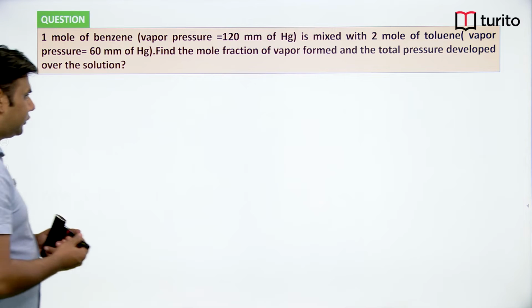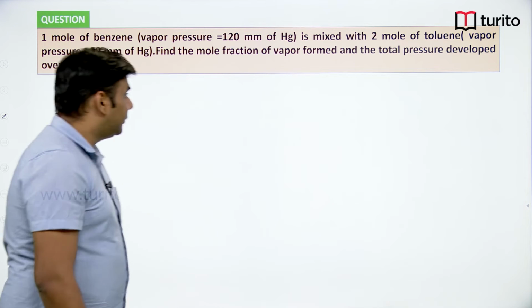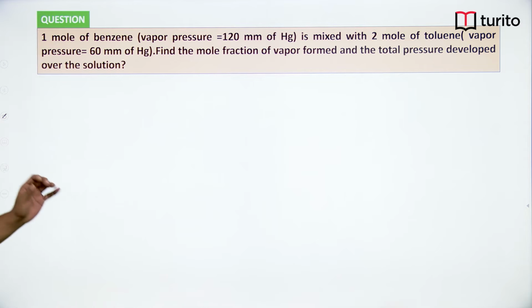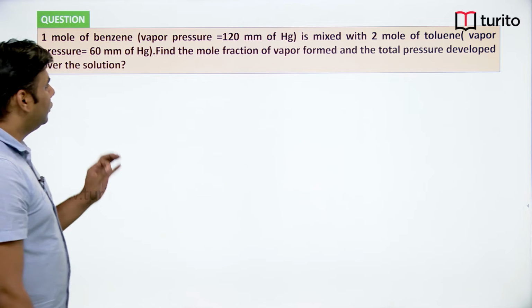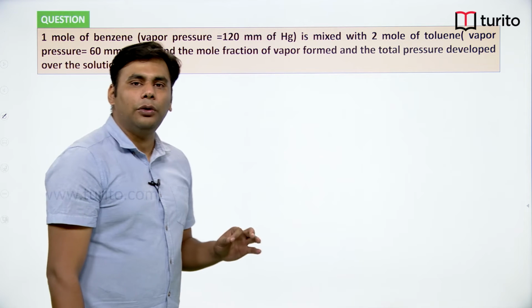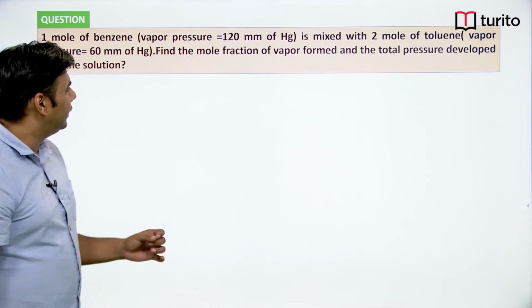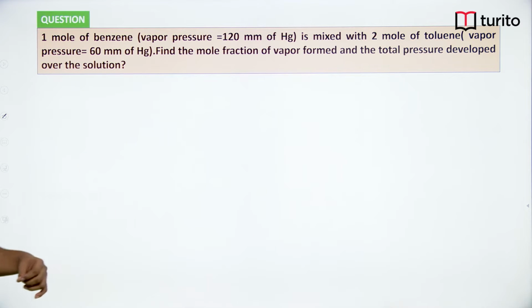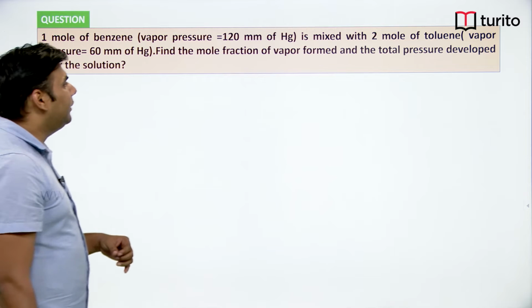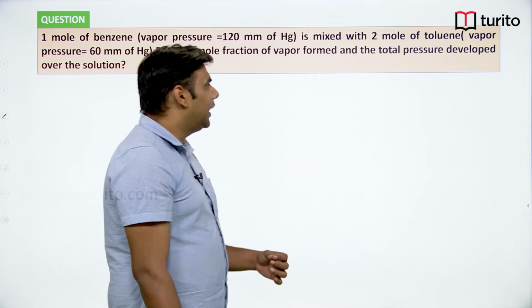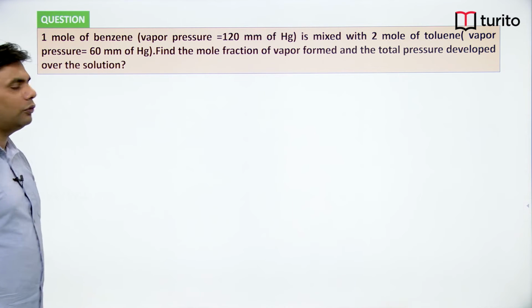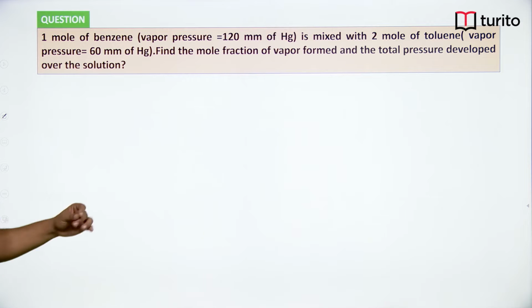So just read this question. Now this question says that we are mixing 1 mole of benzene whose vapor pressure is given to us as 120 mm of Hg with 2 moles of toluene whose vapor pressure is given to us as 60 mm of Hg. Find the mole fraction of vapor formed and the total pressure developed over the solution. So this is basically a direct application of the concept which we have done.